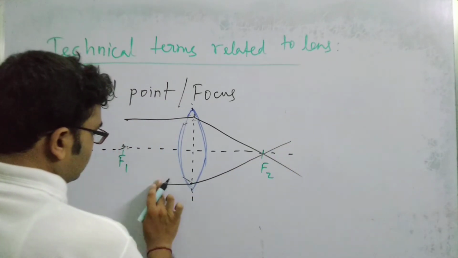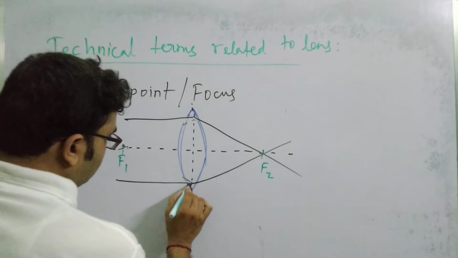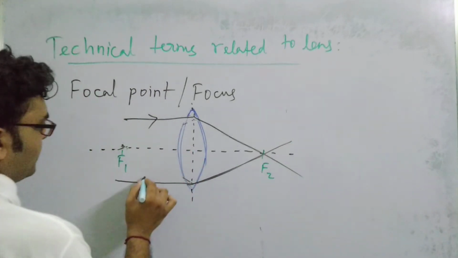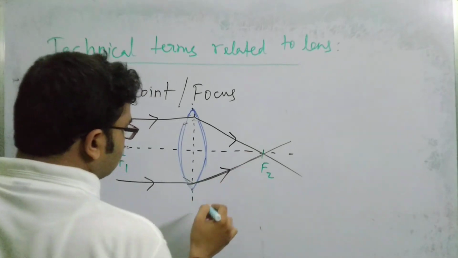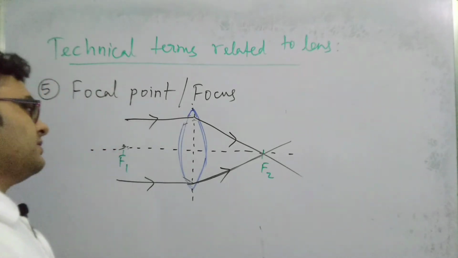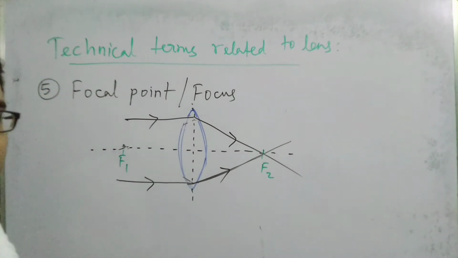So this is the second focal point. The second focal point is such a point on the principal axis through which the light rays coming parallel to the principal axis pass after refraction. This is regarded as the second focal point or second focus, f2.